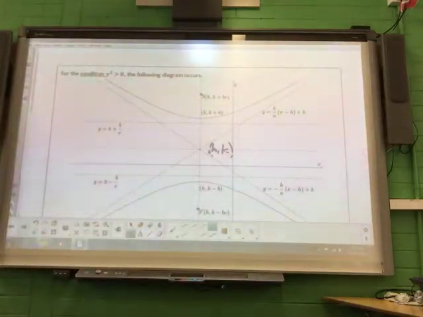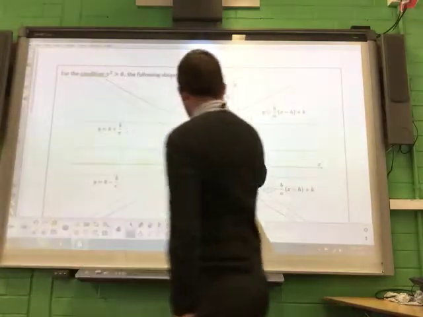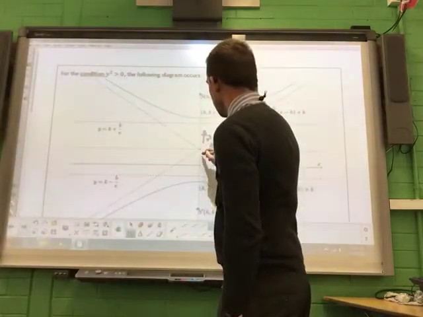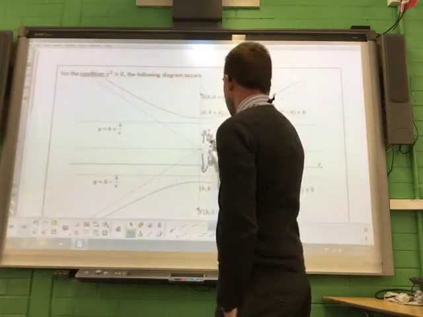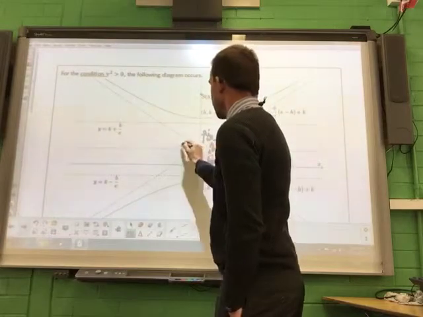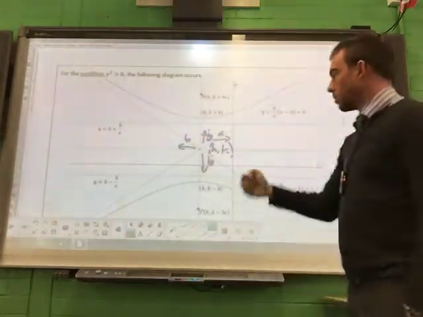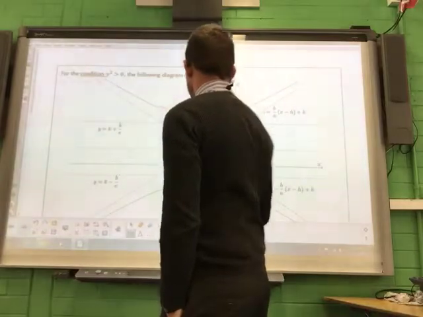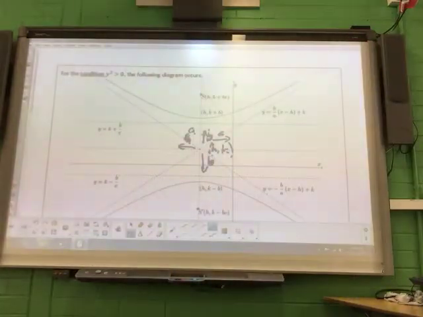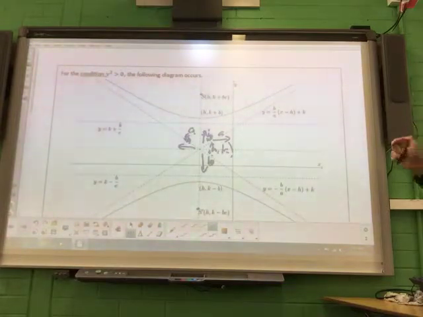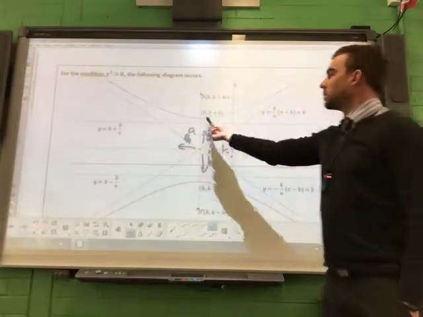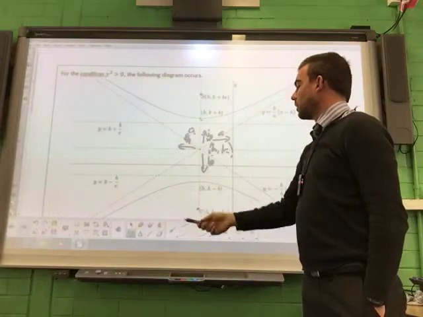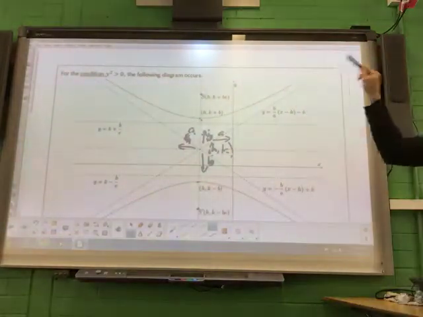If we know the values for a and b, all we need to do is go upwards b, downwards b, and to the left a and to the right a. So a's are across, b's are up and down. If we draw that rectangle with those dimensions from the centre, we can draw the asymptotes through the corners, and it'll also give us the intercepts of where the hyperbola touches that rectangle.